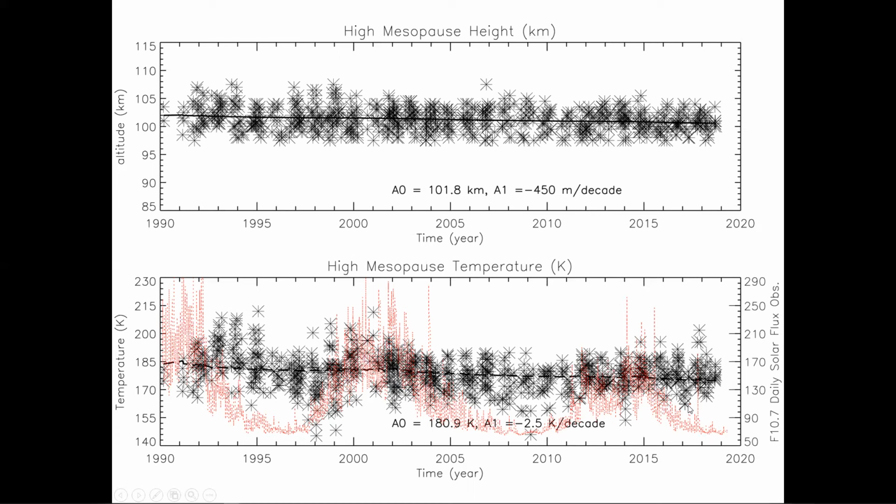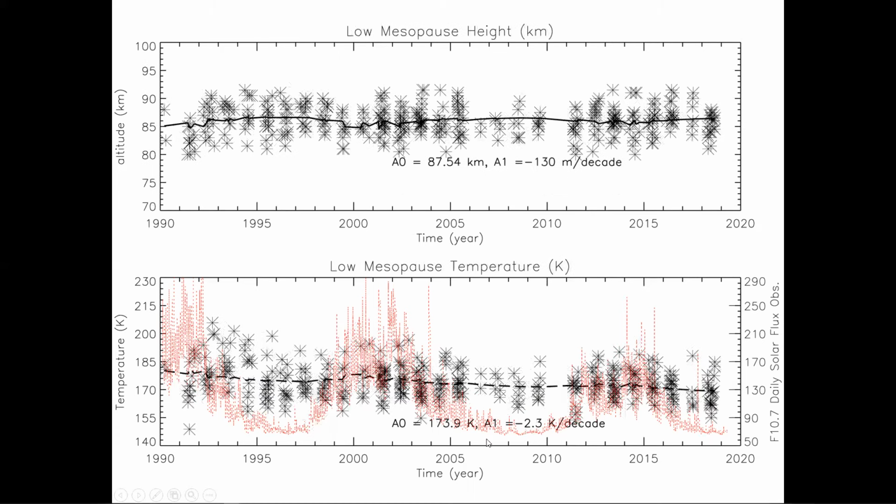Look at the results for low mesopause. The initial height is about 87.5 kilometers. It is also decreasing. So it also shows the decreasing of summer low mesopause height, but the dropping speed is considerably slower than the high mesopause.